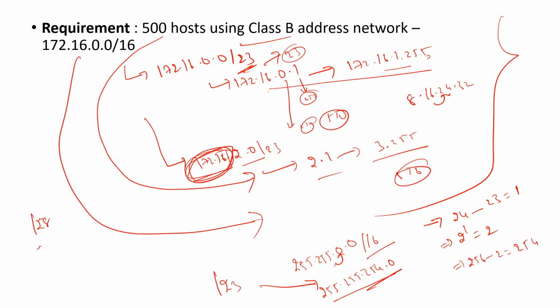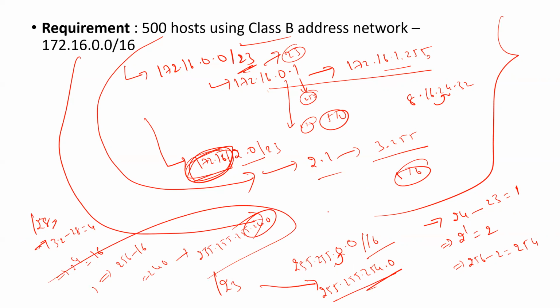For slash 28, the first step is the nearby value, 32, minus 28, which is 4. 2 power 4 is 16. Next, 256 minus 16, 240. So the subnet mask is 255.255.255.240. Is that clear?